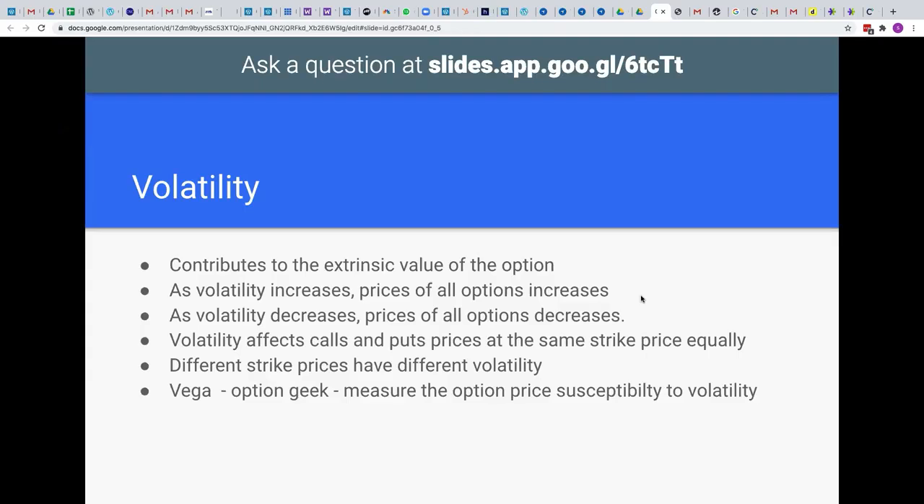So remember, as the volatility increases, prices of all options increase. As the volatility decreases, prices of all options decrease. So the golden rule is buy low, sell high. You need to buy when the volatility is low, and when the volatility is high, you need to take advantage of it and get out of the option. That's it.